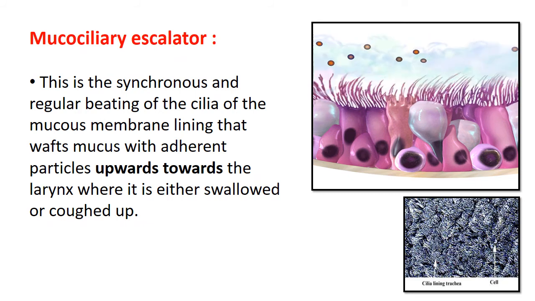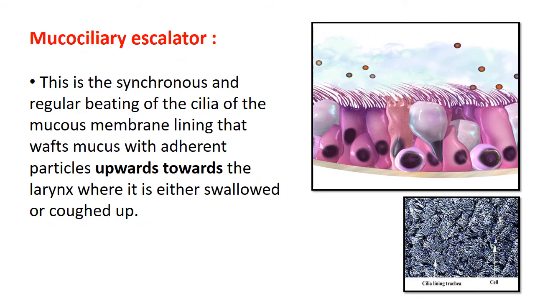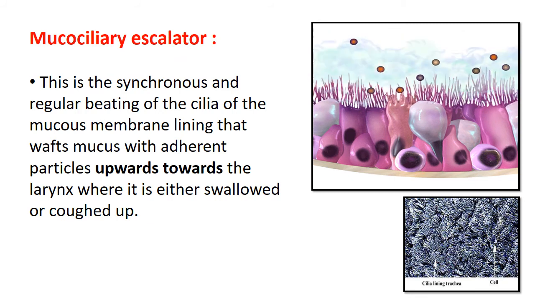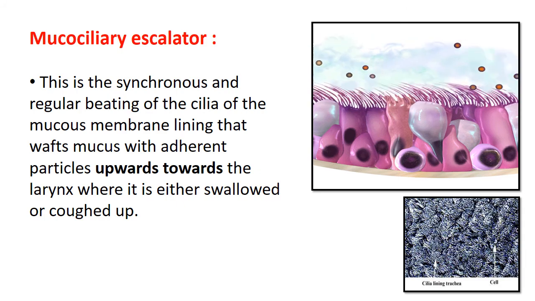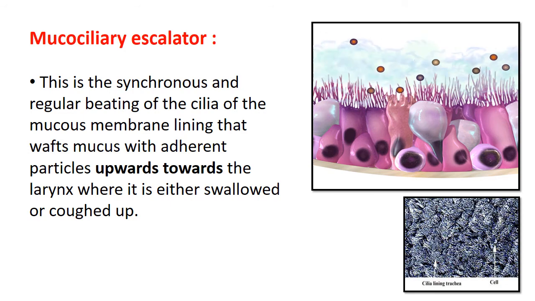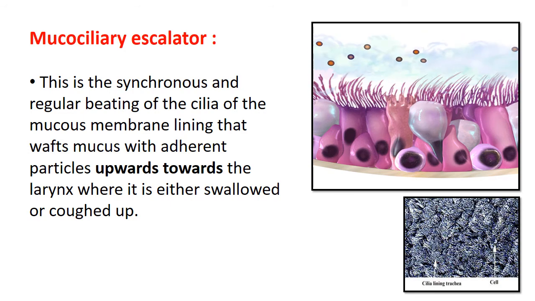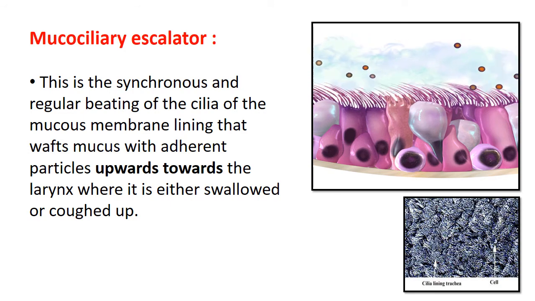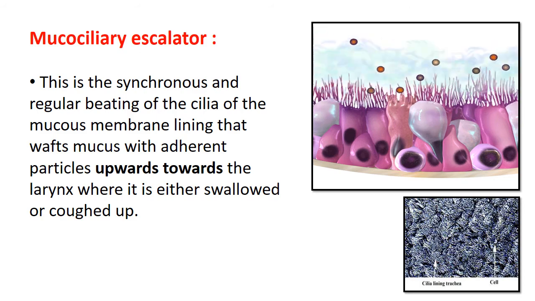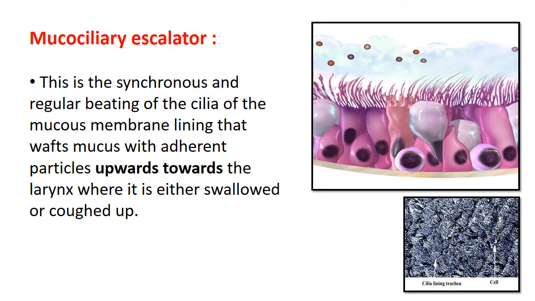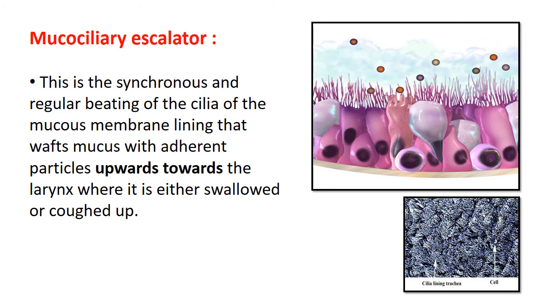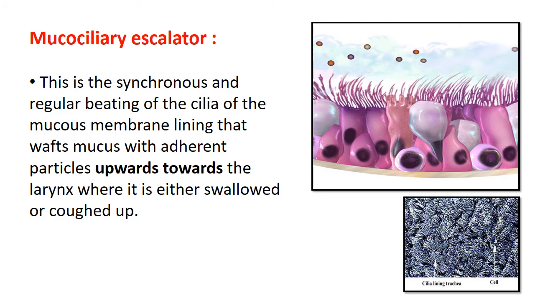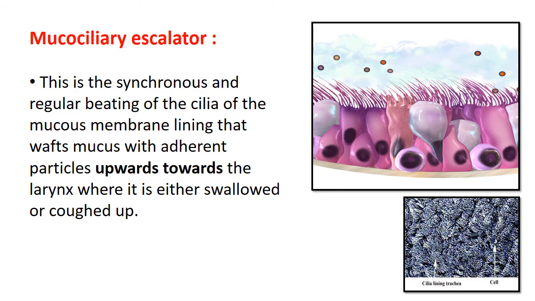Now, the second function, that is the mucociliary escalator. You can see in the figure there are the cilia. They are very helpful to move the mucus upwards. This is the synchronous and regular beating of the cilia of the mucous membrane that wafts the mucus with adherent particles upwards toward the larynx, where it is either swallowed or coughed up.